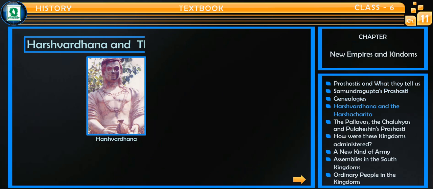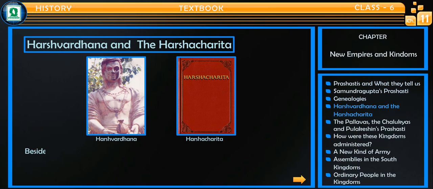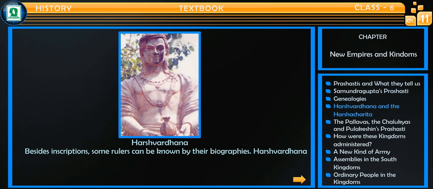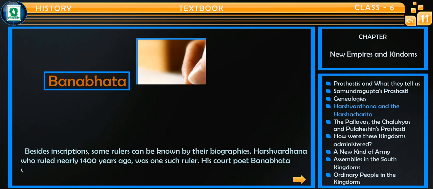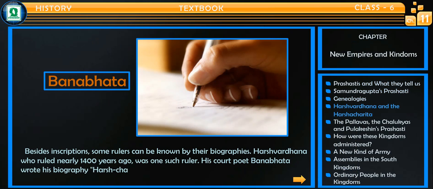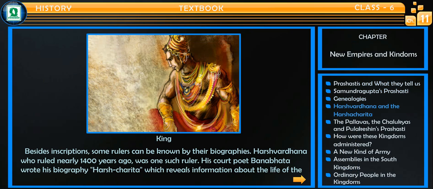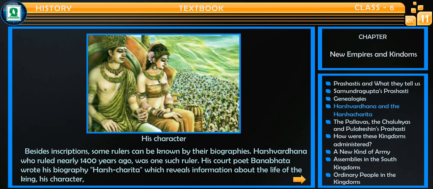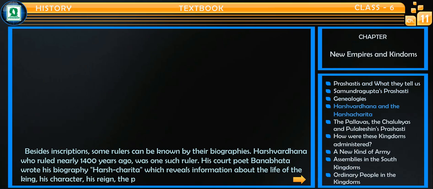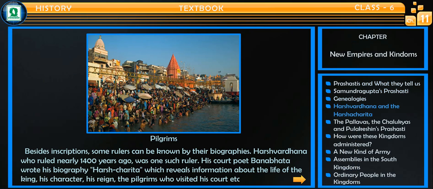Harshavardhana and Harshacharita. Besides inscriptions, some rulers can be known by their biographies. Harshavardhana, who ruled nearly 1400 years ago, was one such ruler. His court poet Banabhatta wrote his biography Harshacharita, which reveals information about the life of the king, his character, his reign, the pilgrims who visited his court, etc.